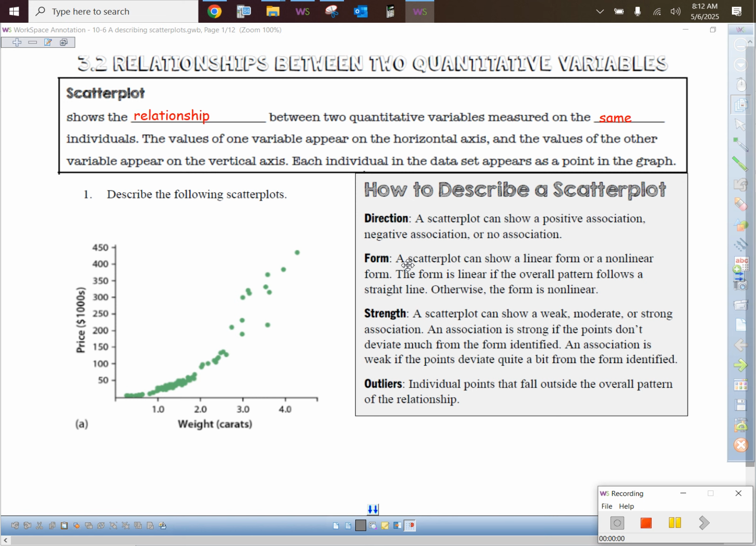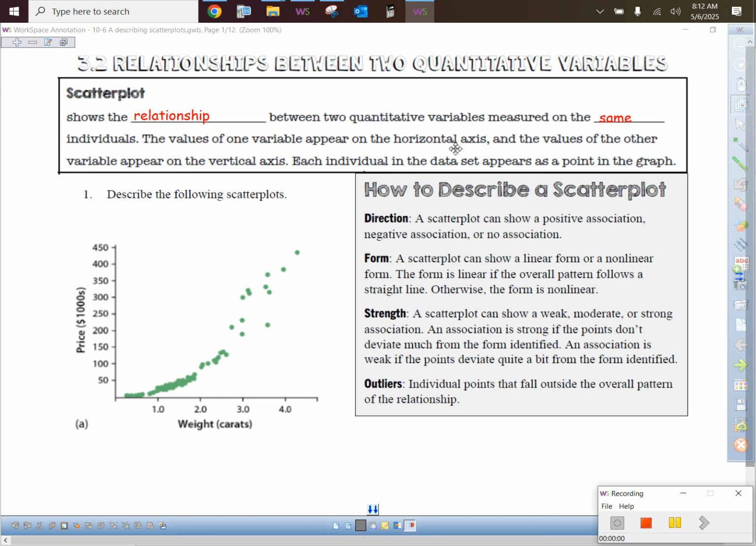A little bit of scatter plots today. I know you don't have this definition of scatter plot on your worksheet. That's okay, but it just shows the relationship between two quantitative variables measured on the same individuals. Like this is about the weight of probably some diamonds in carats, as a quantitative variable, and the price of that diamond in thousands of dollars. So they're just comparing two quantitative variables.